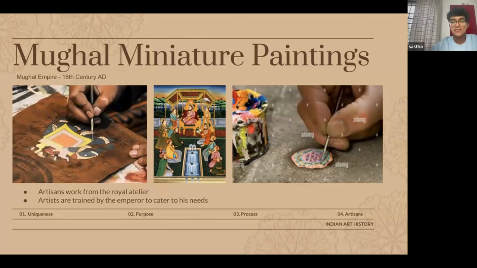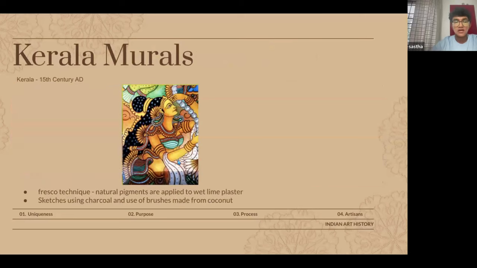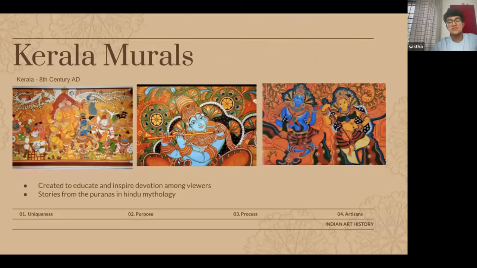So after this, we'll be moving on to Kerala murals. So these Kerala murals, originating from the 8th century, decorate the walls of temples and churches in the southern state of Kerala. These murals are unique for their elaborate depiction of the Hindu gods and goddesses, often narrating stories from the Puranas. The primary purpose of these murals was religious, serving to educate and inspire devotion among viewers.